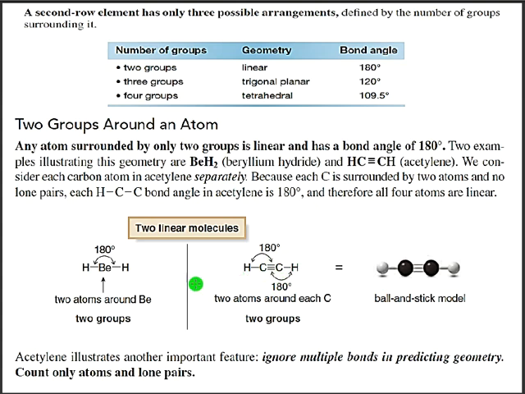Also beryllium hydride will be a linear molecule because the beryllium atom is surrounded by 2 hydrogens, that means 2 groups, and for this reason the best arrangement, or the best repulsion between the 2 hydrogen atoms, will be 180 for the angle between the 2 bonds.